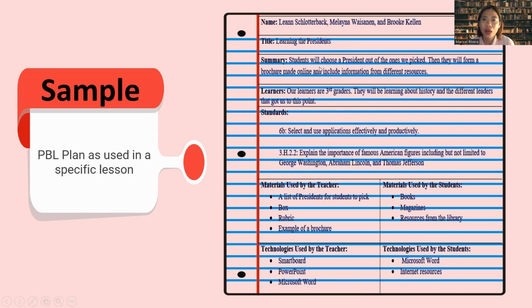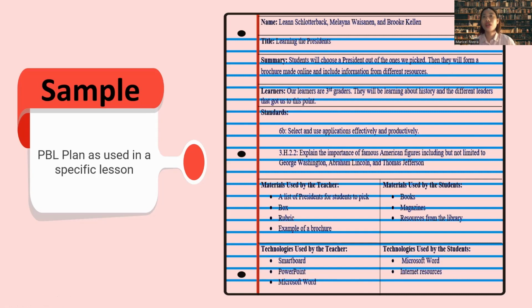Now, learning the precedent summary. This is like the summary of the things that students would do. So you could also say, because in the sample, students will choose a precedent out of the ones we picked, then they will form a brochure made online and include information from different resources. Of course, this is just the sample summary.